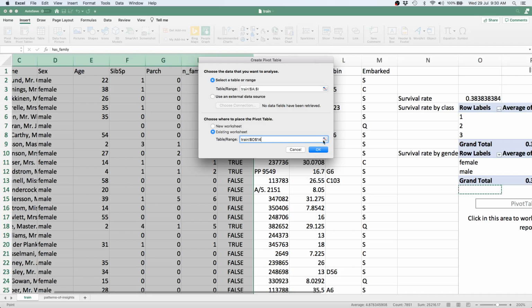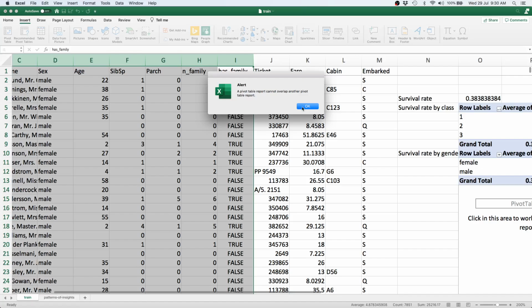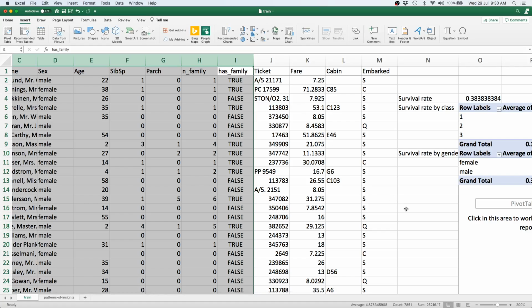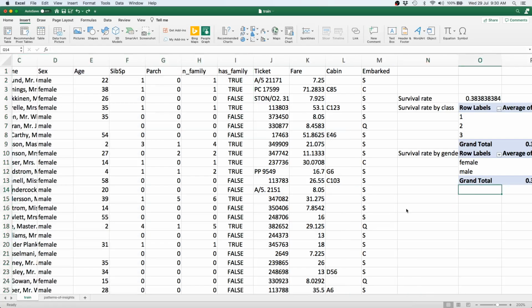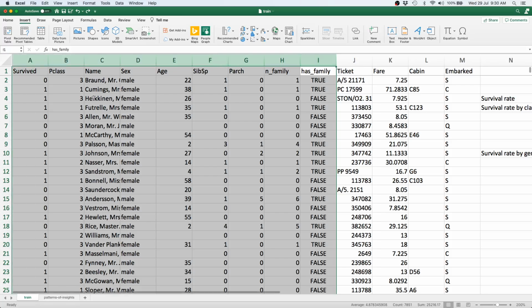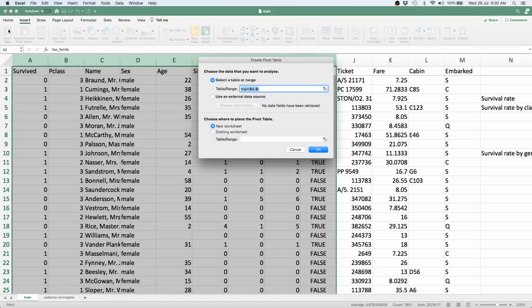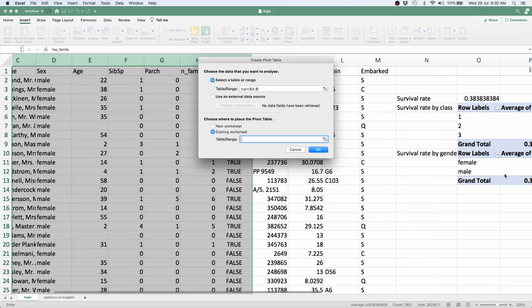Now we have the I column, and this time it says that a pivot table cannot overlap another pivot table record. Well, we did not remove the original one, so let's do that. And then again, select all the rows from all the columns from A to I and click on insert pivot table. Again, we want the result to come up in the existing sheet, which is over here. Let's click on OK.